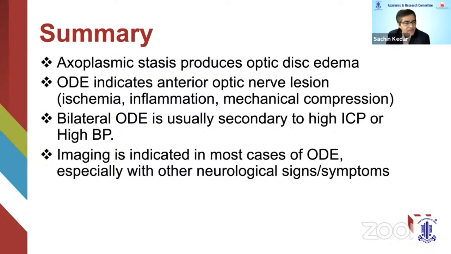So in summary, axoplasmic stasis is probably the cause of optic disc edema from various different conditions. If you see an obvious large anterior optic nerve swelling, then that's where the lesion is. And the lesion could be ischemia, could be inflammation, or could be mechanical compression, such as from high intracranial pressure. Now, if you see bilateral optic disc edema, then it is most likely due to high intracranial pressure, high blood pressure, or other systemic metabolic conditions.